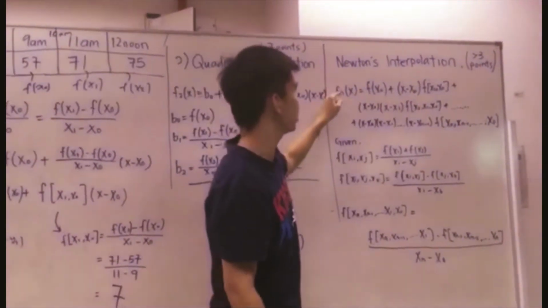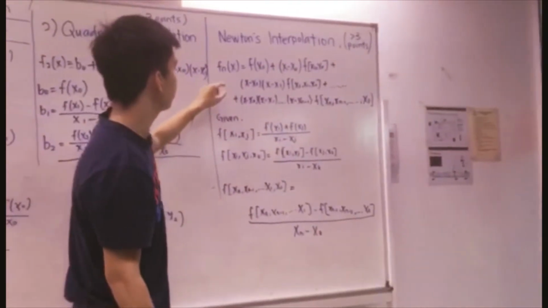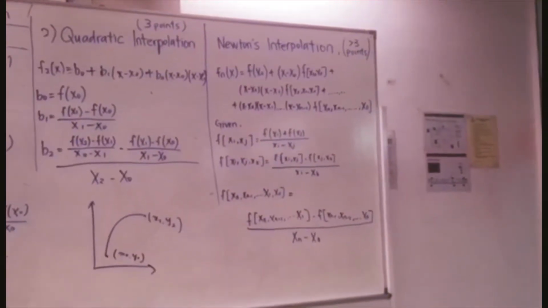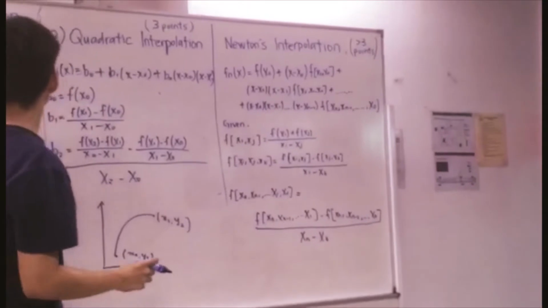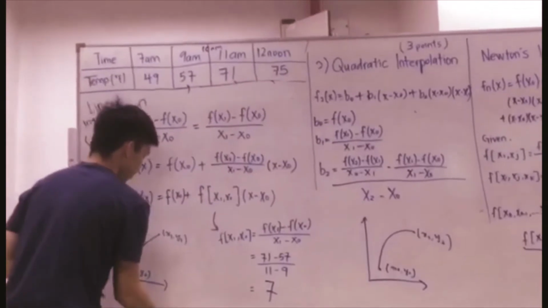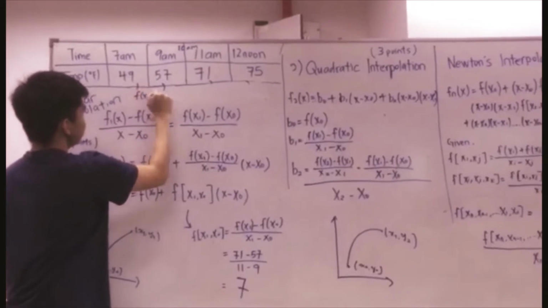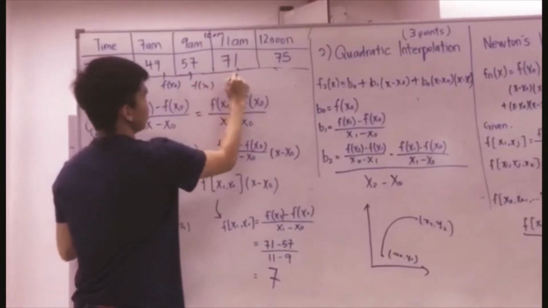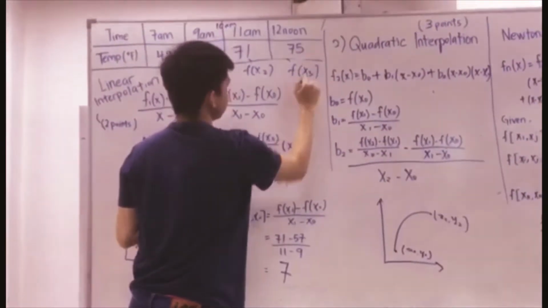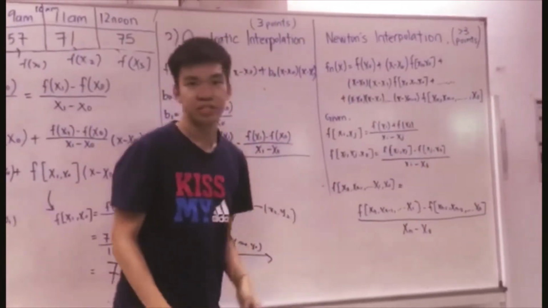The third method is Newton's interpolation, which requires more than 3 points. In this case, we will take 4 points, which means all 4 points will be chosen. So in this case, this will be fx0, fx1, fx2, fx3. So sub all the points in, and you get your Newton's interpolation.